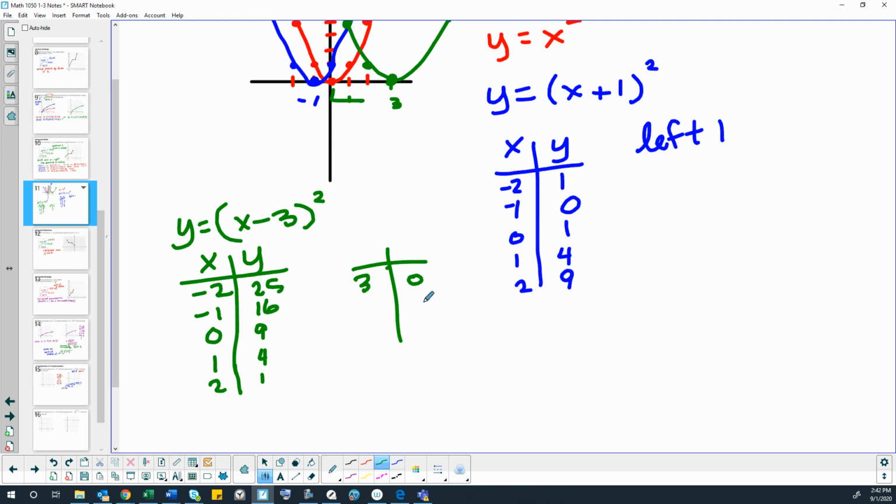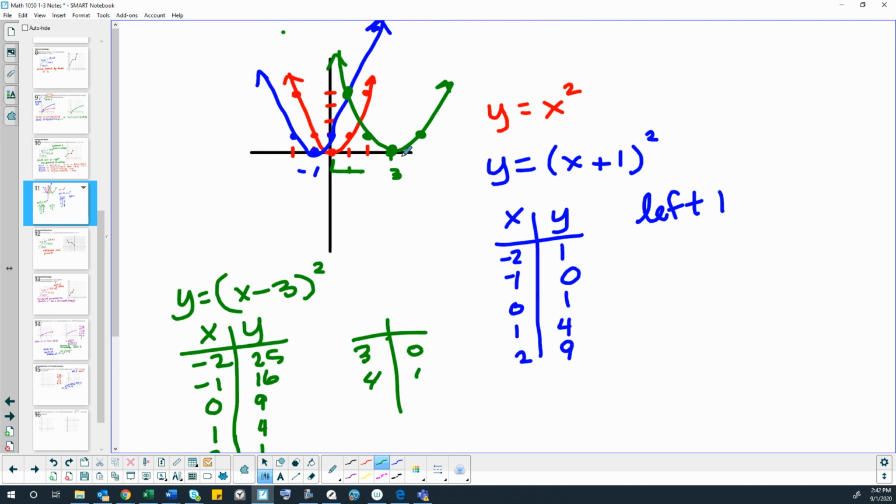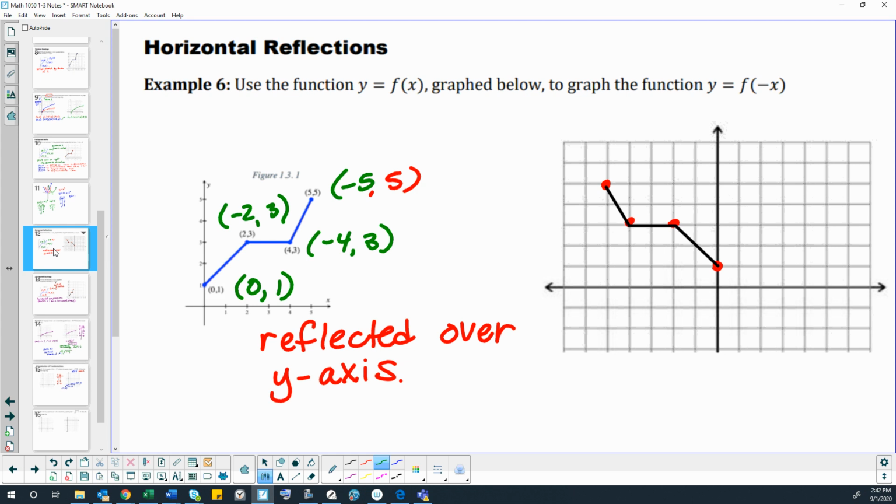3 minus 3 is 0, 0 squared is 0. Let's go ahead and do 4 minus 3 is 1, 1 squared is 1. So that gives us this graph here. We can now see that we still have that same parabola, but it's moved from its original point at 0, 0 to a point at 3, 0. Or in other words, it has moved to the right 3.